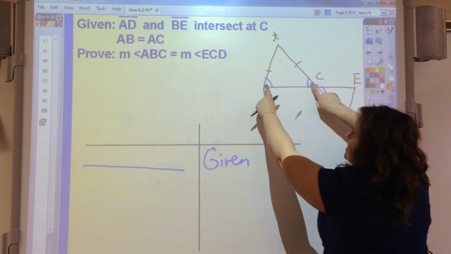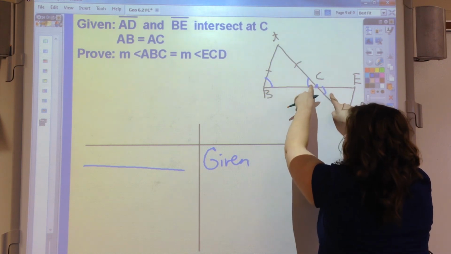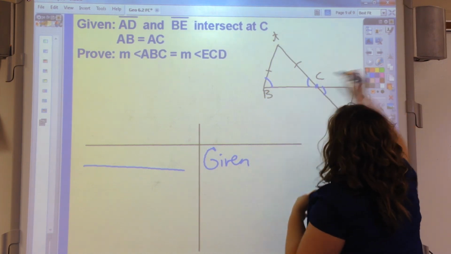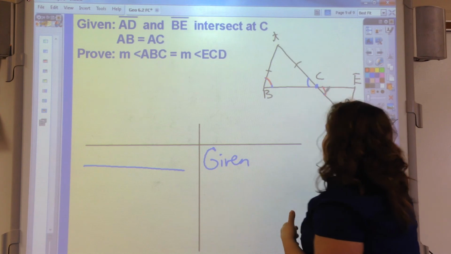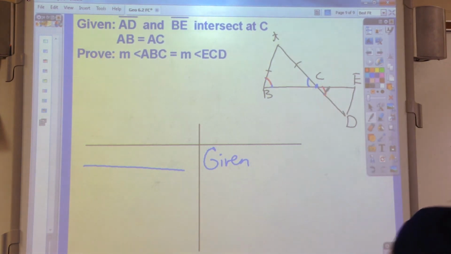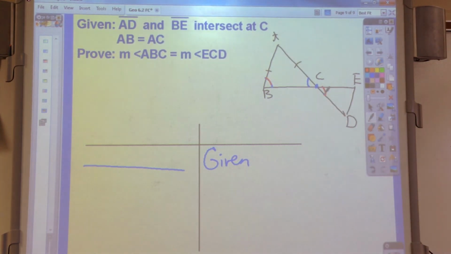So start off by saying something about these angles, and then end up with a statement that tells me something about these two angles. All right, give it a shot, and I will see you tomorrow.